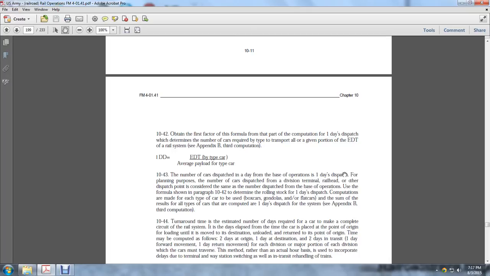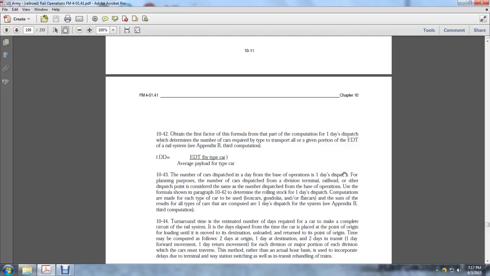Using the formula shown in Figure 1042 to determine the rolling stock of the one-day dispatch, computations are made for each type of car used: boxcars, gondolas, or flat cars. The sum of the results for the types of cars gives the one-day dispatch of the system. See Appendix B for the computation.